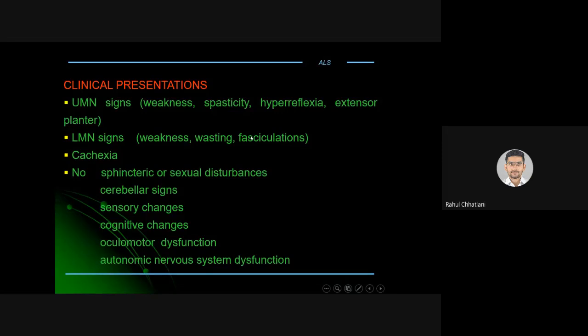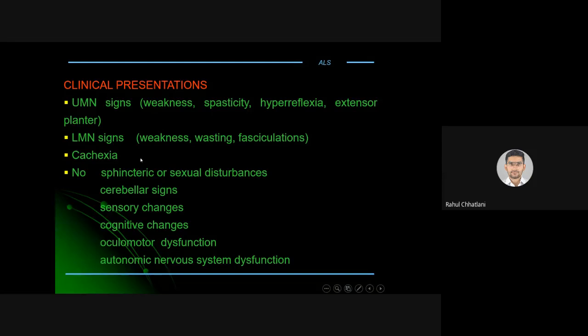Now next is cachexia. Cachexia is, you can say, a general state of ill health involving marked weight loss and muscle loss. So overall weight loss, and muscle loss specifically, if it is there, then you can say the patient is suffering from cachexia. Specifically seen in ALS.